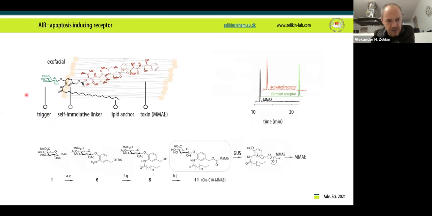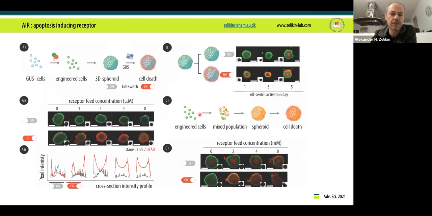You will see this is our molecule. This is MMAE in red. In green, this is glucuronic acid as a trigger and masking group. Because it's a polar group, it will sit on the exofacial surface of the cell. And then we added a lipid anchor such that the entire construct sits within the lipid bilayer. It is a dormant toxin, but when we add the enzyme glucuronidase, we release the toxin, and it can have a therapeutic effect.